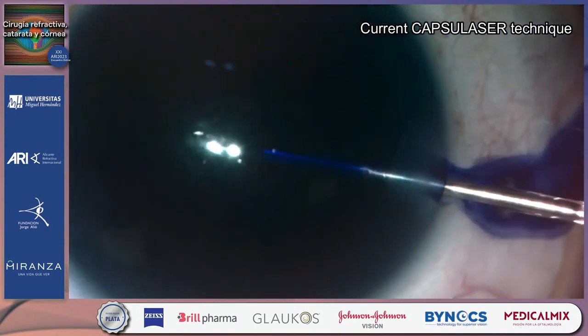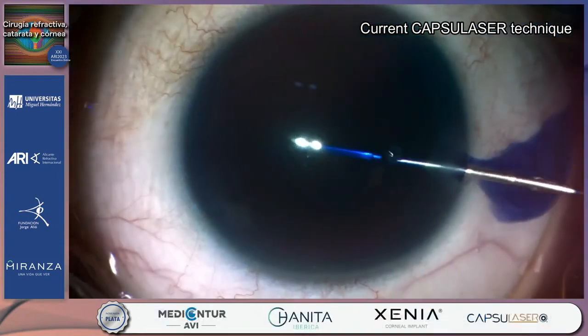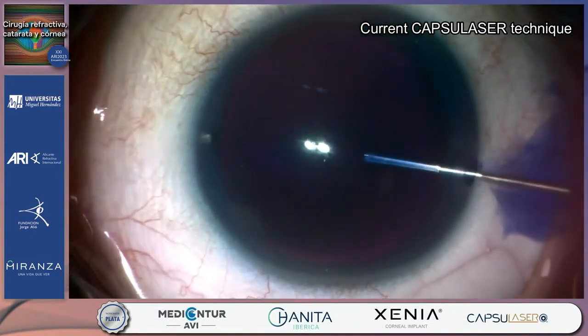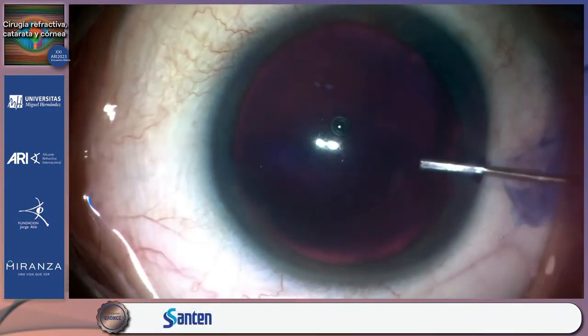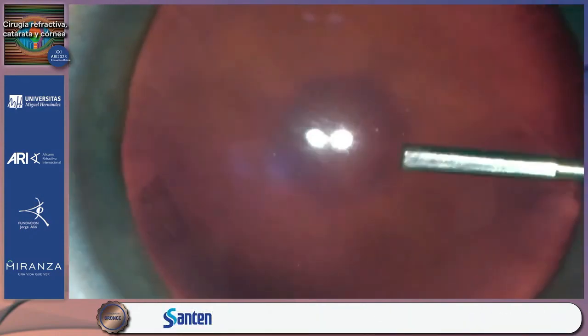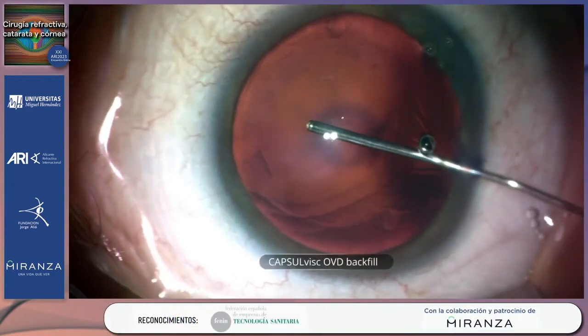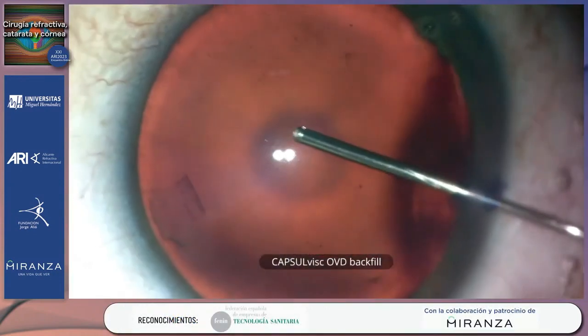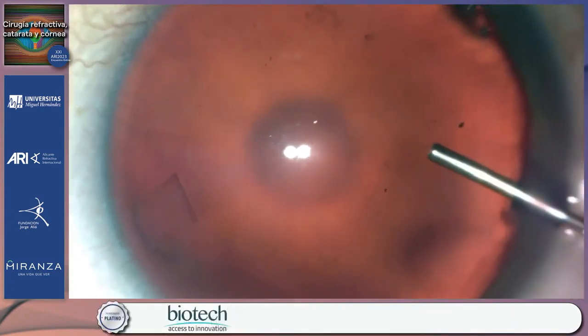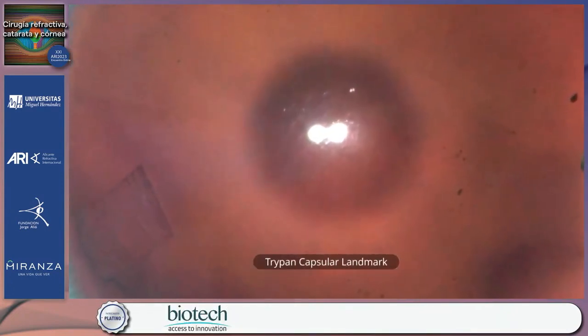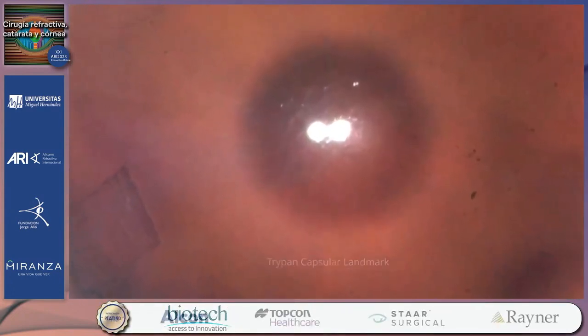The dye is washed out by BSS or Ringer solution, and the anterior chamber is filled with OVD. The blue center is a landmark for capsulotomy centration.